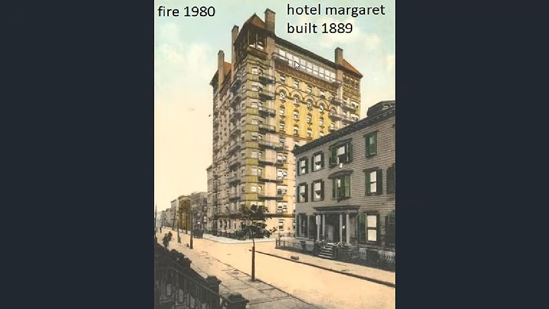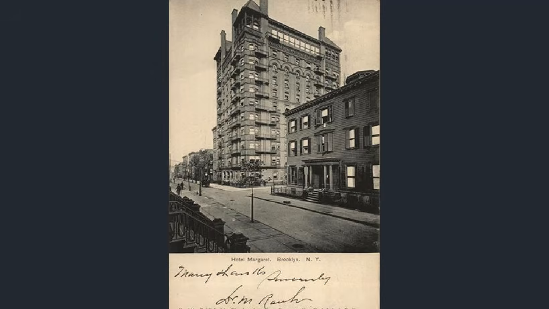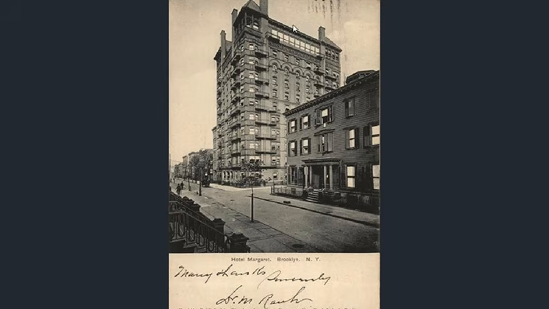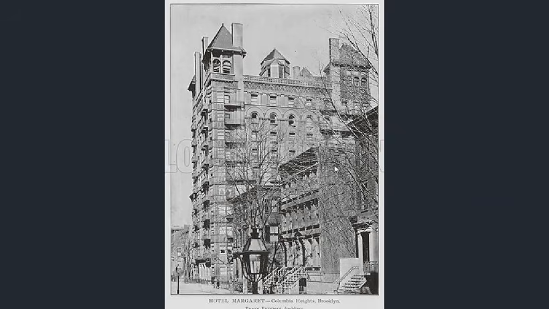Hotel Margaret burns down in a fire in 1980, built in 1889. It's a large structure for 1889. That one doesn't fit, had to go. Interesting looking structure, and I do believe we're looking at some sort of closed-in situation at the top that wasn't always there.